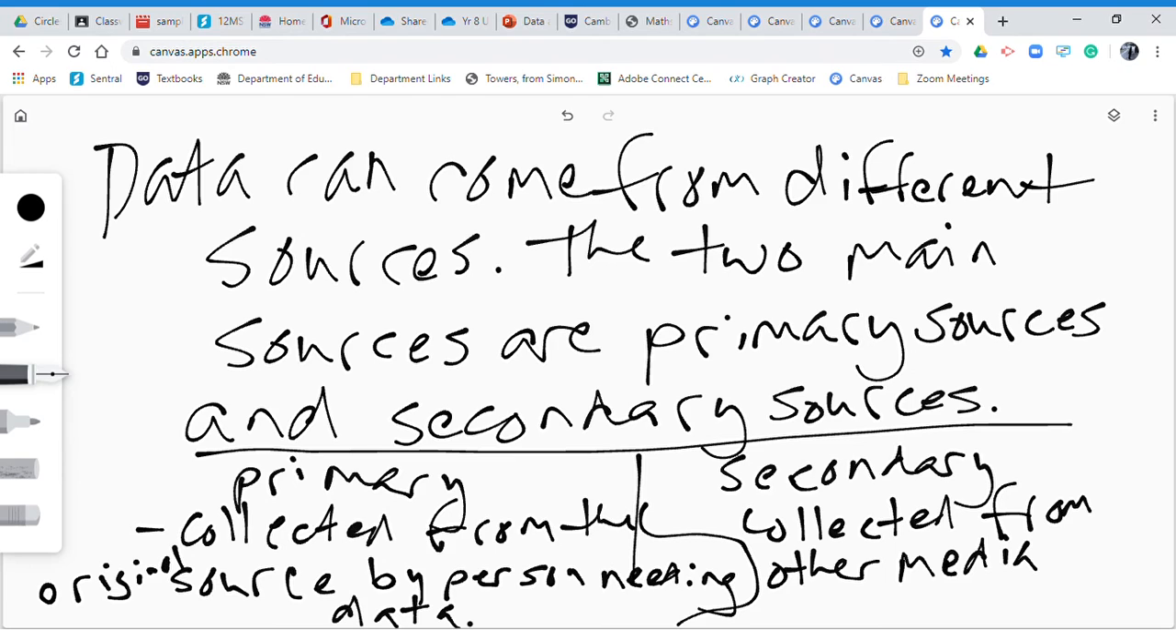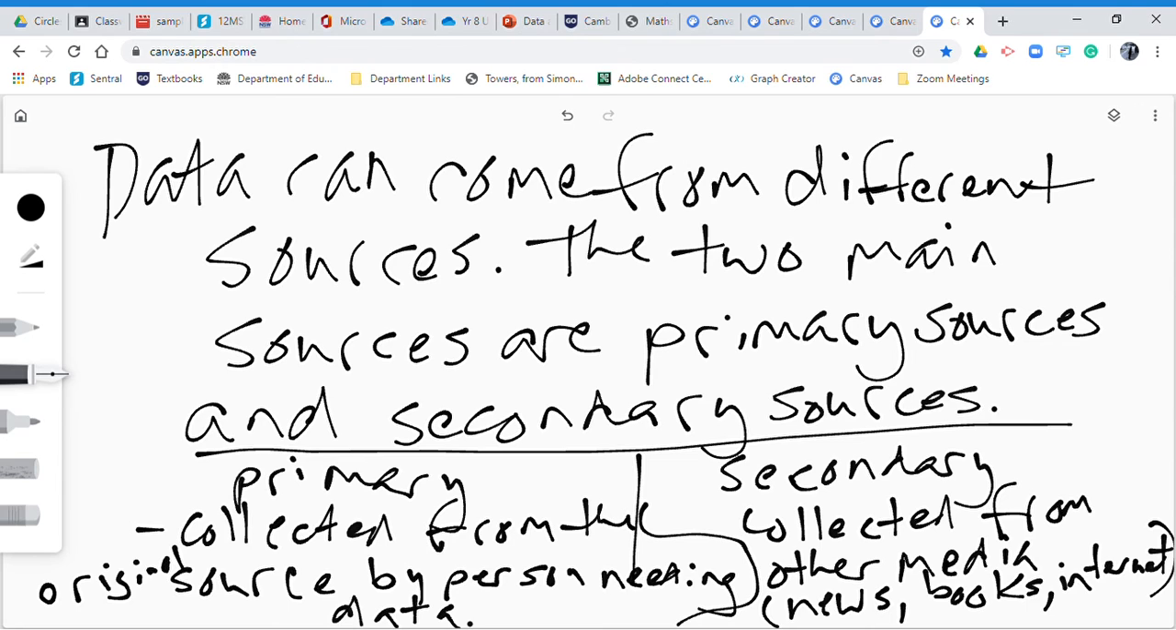So other media, so that could be news, books, the Bureau of Statistics. If you're getting it from them, that could be another example. Internet. These are all examples of secondary source material.